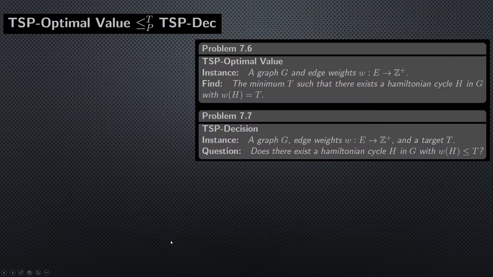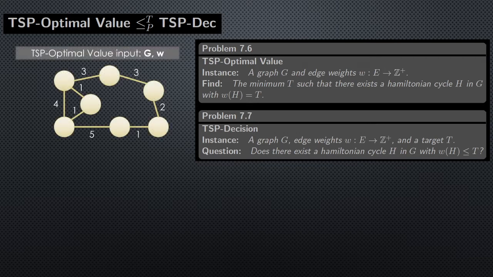Okay, so let's see the reduction from TSP optimal value to TSP decision. We're trying to get what is the minimum weight such that there is a Hamiltonian cycle with that weight. And we have available to us an oracle that can answer in constant time queries of the form, does there exist a Hamiltonian cycle H with weight at most t? Okay, so suppose we have some graph here. This is an input to TSP optimal value because that's the input we're provided. We're trying to solve the problem TSP optimal value.